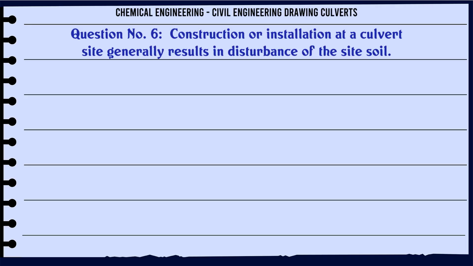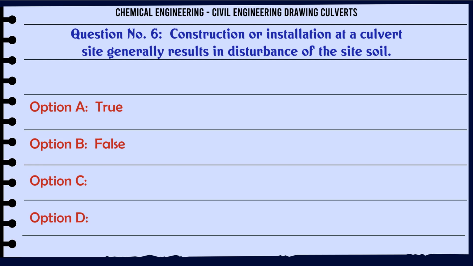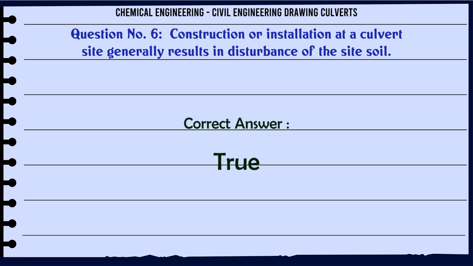Construction or installation at a culvert site generally results in disturbance of the site soil. A. True. B. False. C. D. The correct answer is true.